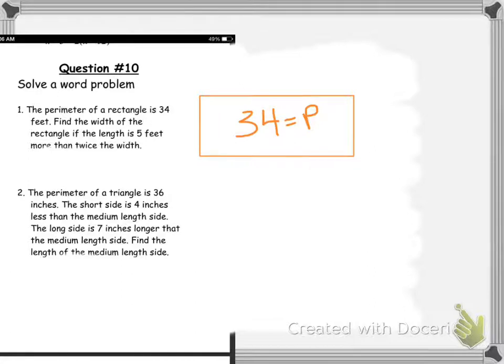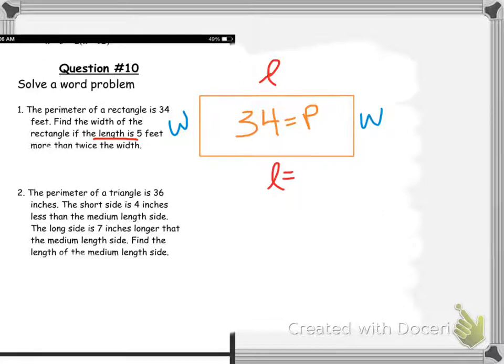So let's do this first. Let's write L. I'm going to do a little color coding. I'm not getting fancy, but I want you to see those as the same values there. So what it says is, and I'm going to change my color back to red because that's the information they're giving me, it says that the length is 5 feet more than twice the width. So we know is equal when we translate.